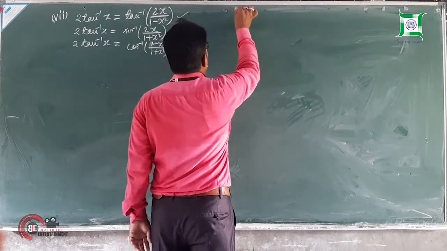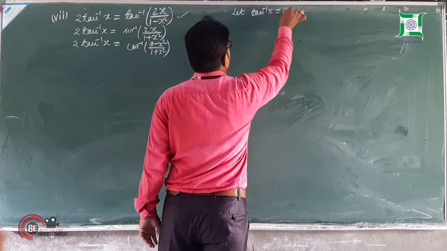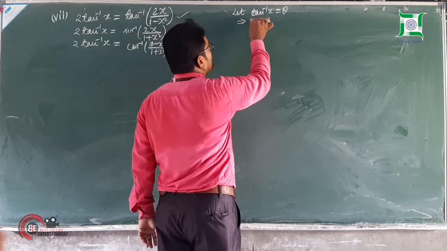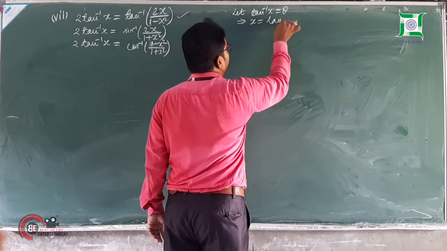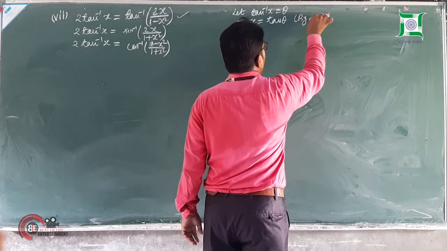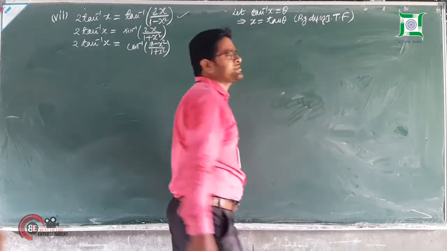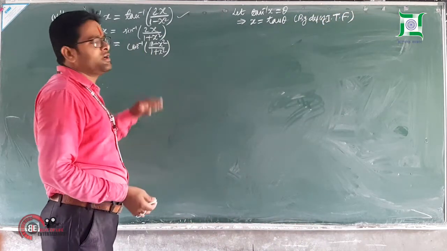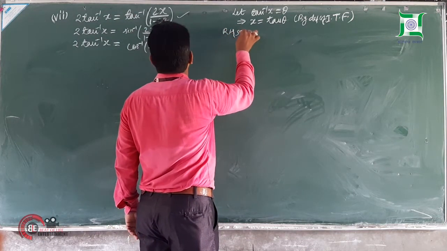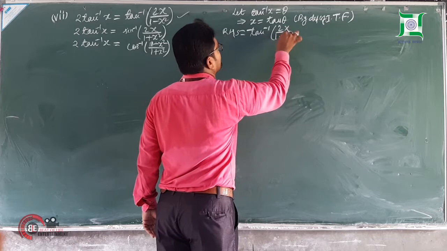Now see, the proof of the first one I am doing. Let tan inverse x be equal to theta. By the definition of inverse trigonometric function, what can I write? I can write x is equal to tan theta. Now see the proof. Let us see the RHS again. So the RHS here is tan inverse 2x by 1 minus x square.